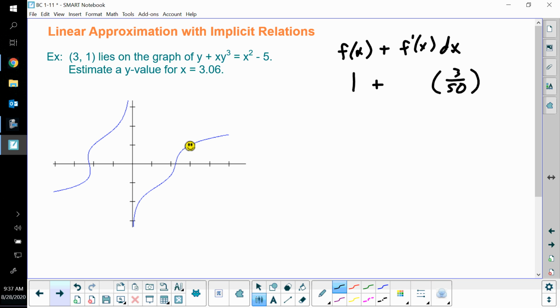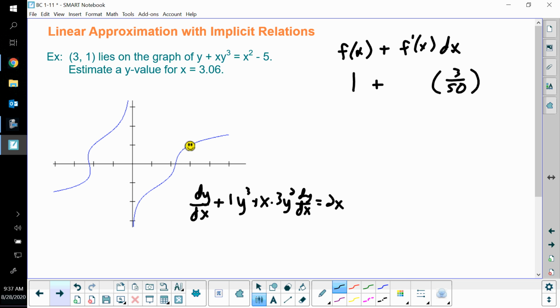So let's do our derivative off to the side. We're doing the derivative with respect to x. So the derivative of y would be dy over dx. Plus, we've got a product rule. Derivative of x is 1 times regular y cubed plus x times 3y squared dy over dx is equal to 2x, and then the derivative of negative 5 is 0.